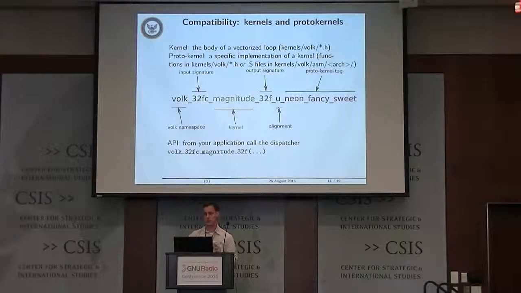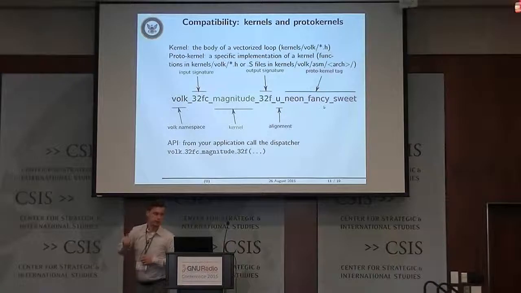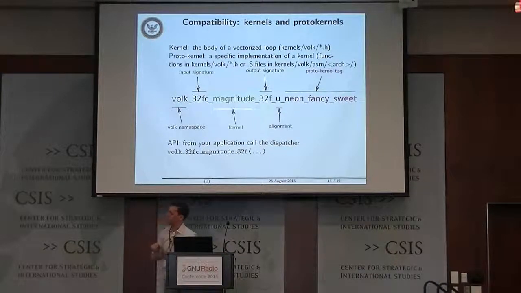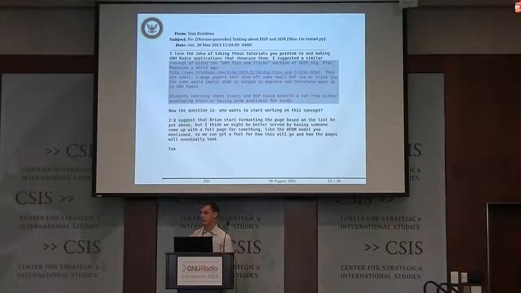Alignment, so this is an unaligned version, so you can't do any alignment with that. And then there's the protokernel tag. And I included this one in particular because I got a lot of questions, what is a fancy suite? It actually comes from this book, so it's another brief tangent.